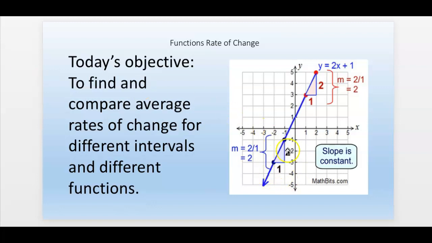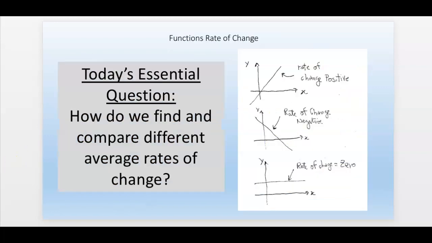Here you see a straight line. The slope is constant between any 2 points on a straight line, but that's not always true. Today's essential question: how do we find and compare different average rates of change? How do we do it?